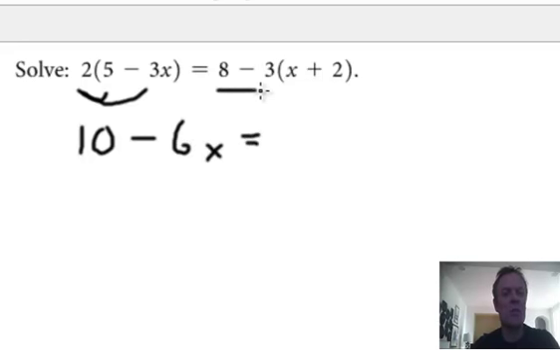Equals. Now remember, please don't combine those two. Huge mistake. It's not 8 take away 3 is 5. It's a negative 3 in front of a parenthesis. It's going to be a negative 3 using the distributive law. Leave the 8 alone. Orders of operation.